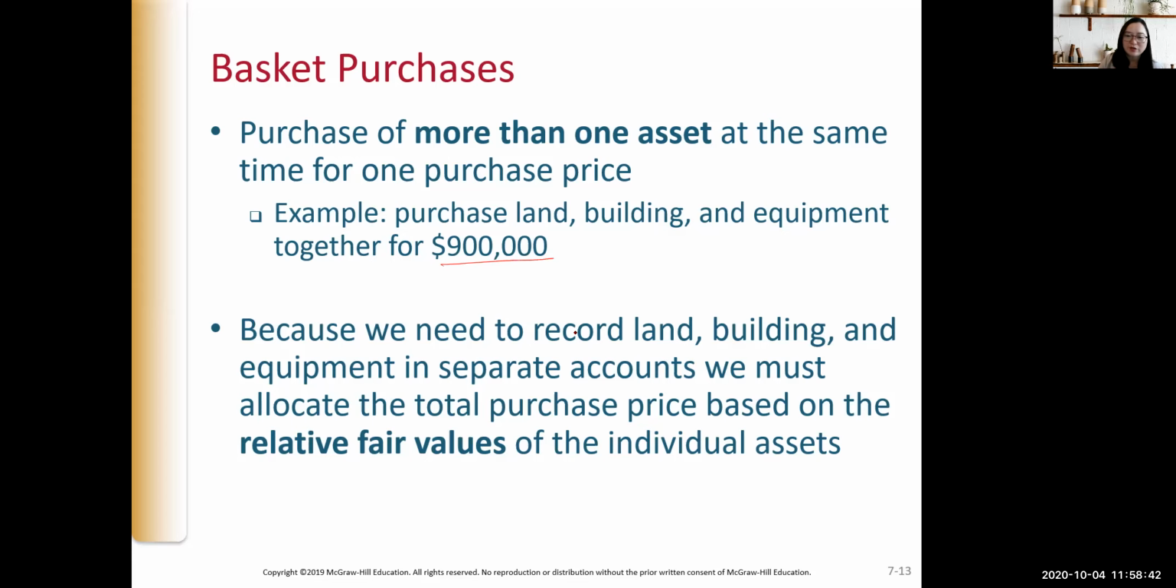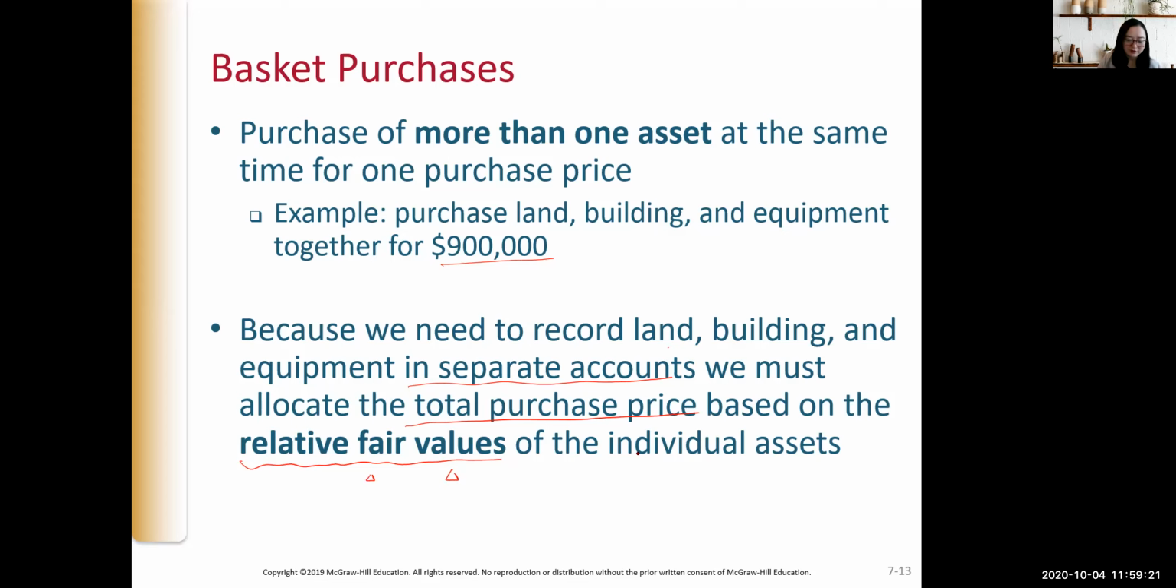Because we need to record the land, the building, and the equipment in separate accounts, we must allocate the total purchase price based on relative fair value. So I want to introduce to you the meaning of fair value. Fair value means the current value out on the market. We talked about this in chapter 6 about the lower of cost or fair market value of inventory, right? Same here. Fair value means how much this asset can really be exchanged for in the market right now. How is it appraised? How much is this asset appraised at?